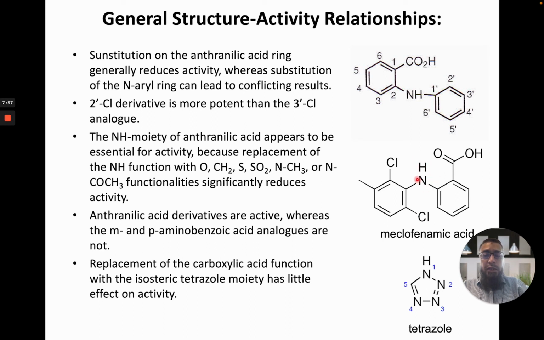So anthranilic acid derivatives are active, whereas the meta and para aminobenzoic acid analogs are not. Meaning that the ortho derivative is more active as compared to the meta and para aminobenzoic acids. Replacement of the carboxylic acid functionality with a tetrazole moiety has little effect on the activity. So if this carboxylic acid is replaced with tetrazole, it will only slightly affect the activity of the compound.